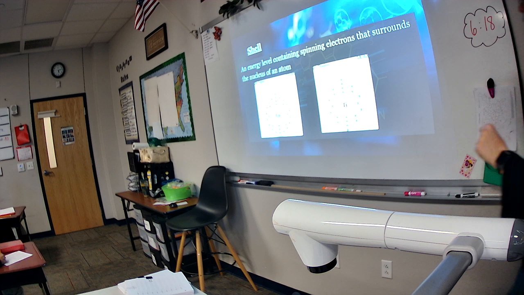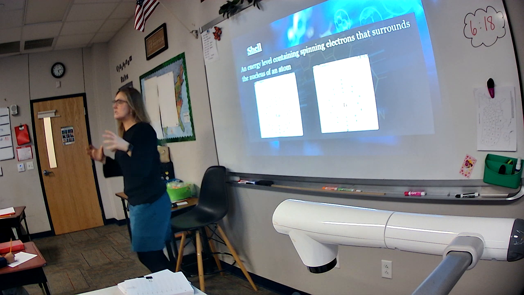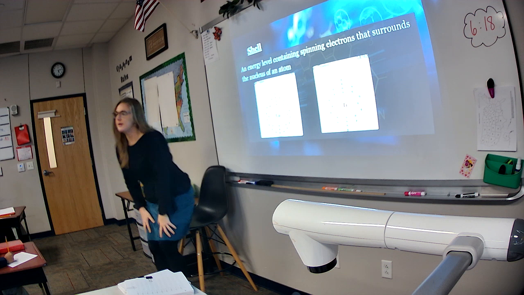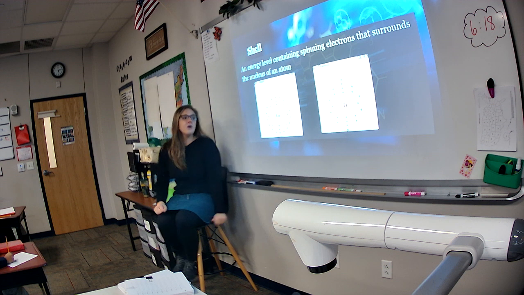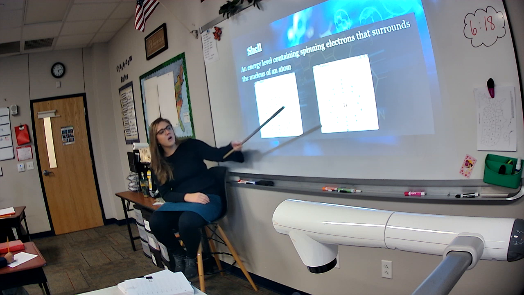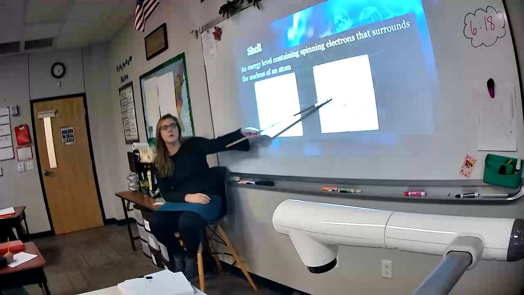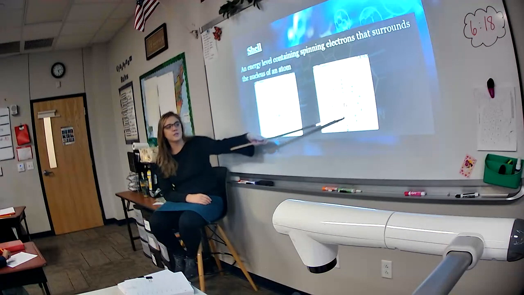How many shells does one atom of titanium have? So how many rings? Jacob? 4. Very good. Okay. Now, let's talk about how many electrons are on a shell. How many electrons are on the first shell in titanium? Chloe? 2. Good. 1, 2.